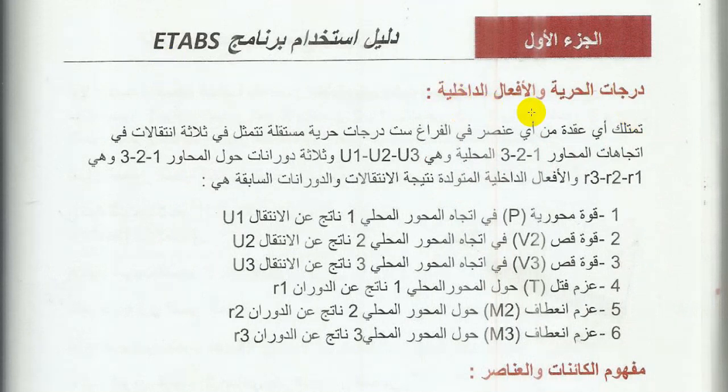Degrees of freedom and the interactions. Any node of any element in the spatial model will have 6 independent degrees of freedom, represented by 3 translations in the directions of the local axes 1, 2, 3, U1, U2, U3, and 3 rotations about the axes 1, 2, 3, listed as R1, R2, R3 respectively. The interactions generated as a result of the translations and the rotations will be as follows.